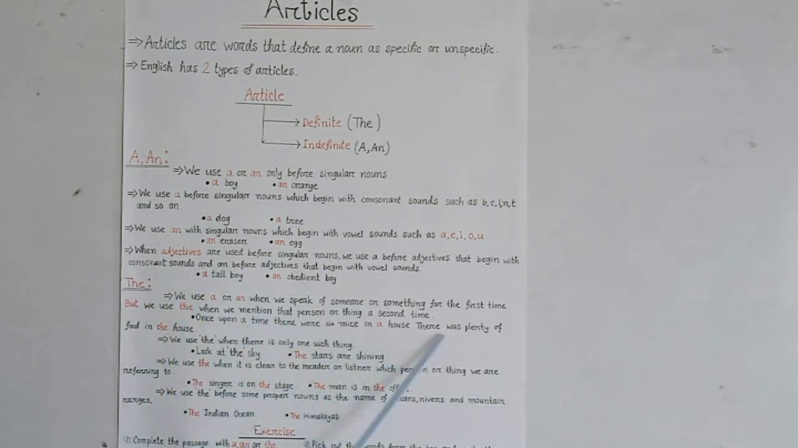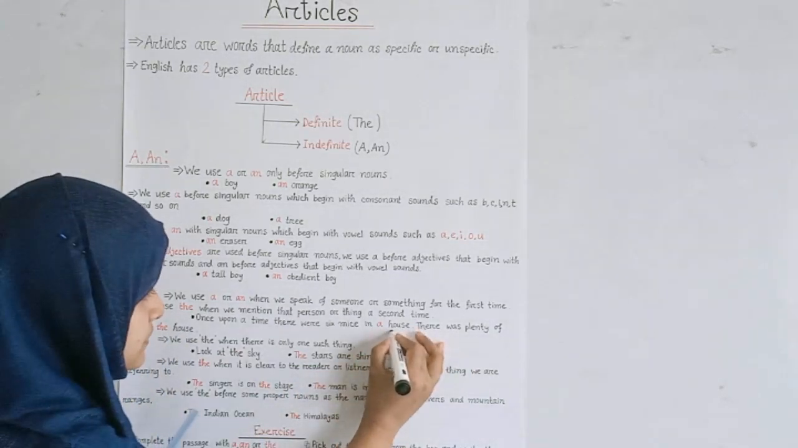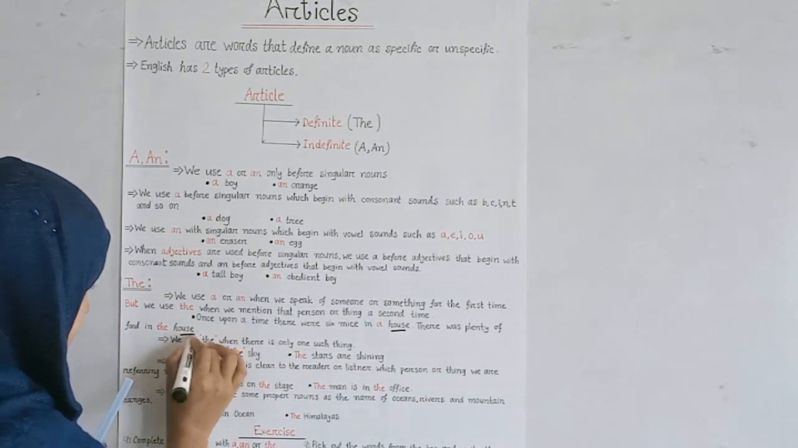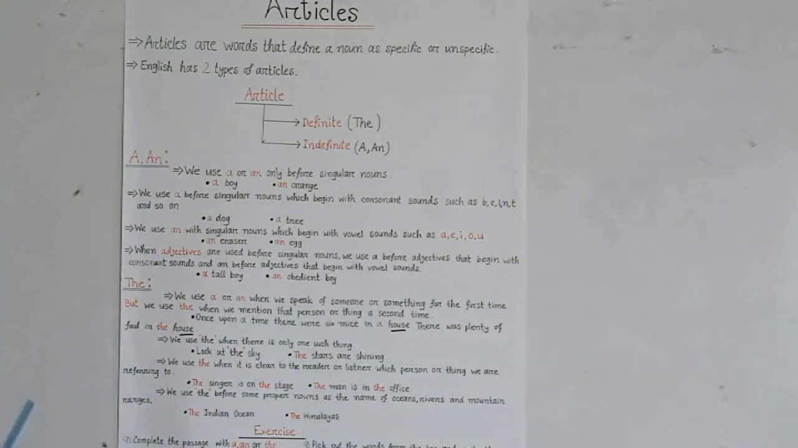With this example, your concept will be clear. Once upon a time, there were 6 mice in a house. There was plenty of food in the house. Look, dear students, look at the word house. Here, you find 2 houses. Here, the word house is unspecified. This is the first time the word is used.